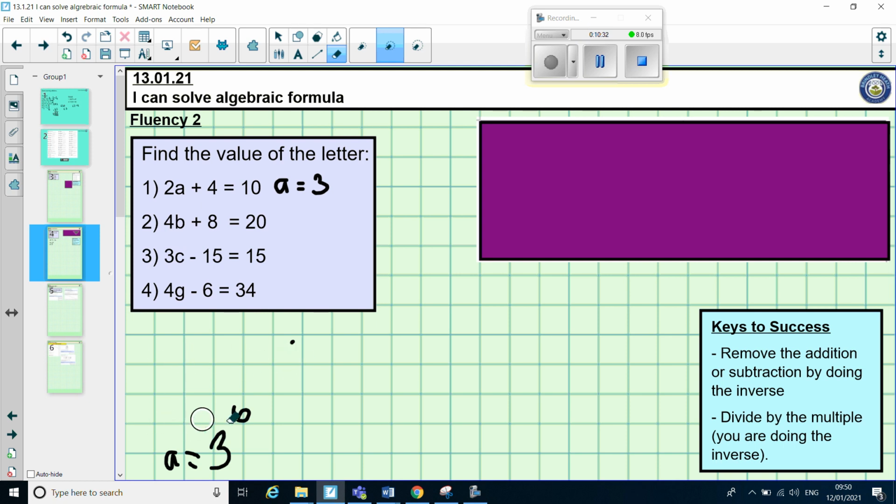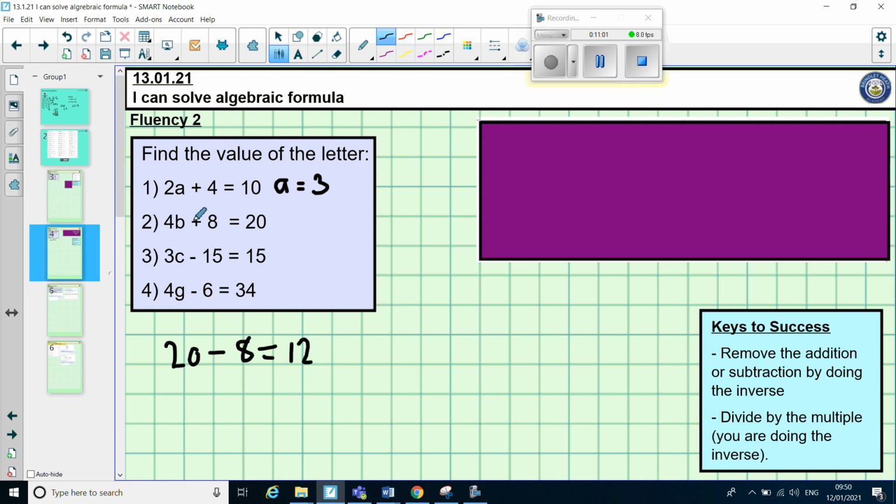I know there's quite a lot of steps to this, year 6, so I'm going to work through some more examples to show you that again. The next question, number 2: the first step is to remove the addition or subtraction by doing the inverse. Here I've got add 8, so rather than adding 8, I've got to do the inverse. I've got to do 20 take away 8. I'm working backwards, so 20 take away 8 gives me the answer 12.